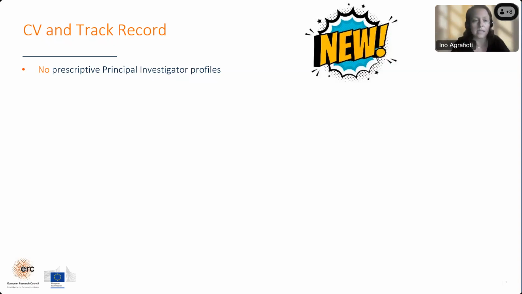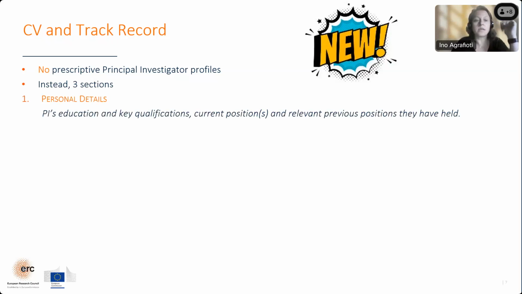What is there instead? We have 3 sections. The first section is personal details. This is like a CV kind of style, where you just list your education, your qualification, your current positions. A big ask from panels is make sure that you very clearly state who is your PhD supervisor and who is your postdoc supervisor in the case of starting and consolidator grants. This is very important for the panel, instead of them having to go and look for it. Here you don't add any extra information. The extra information will be in the third section. So here is just a list of your CV.